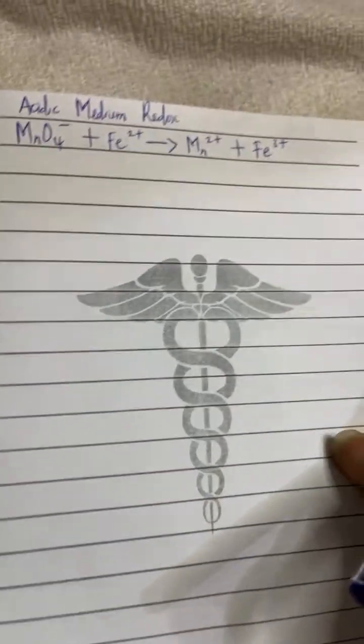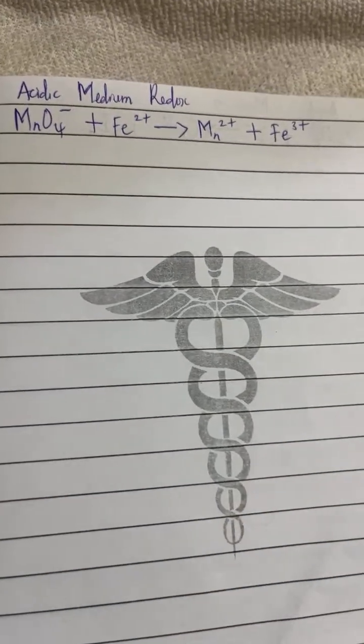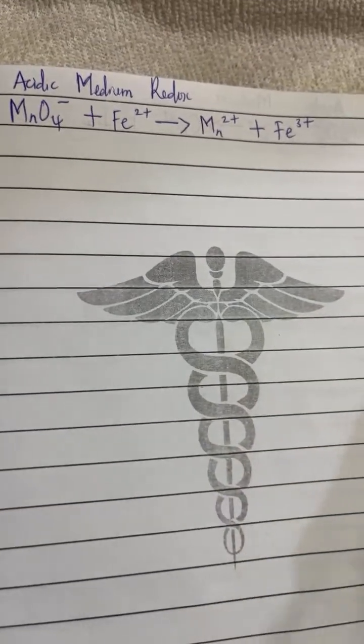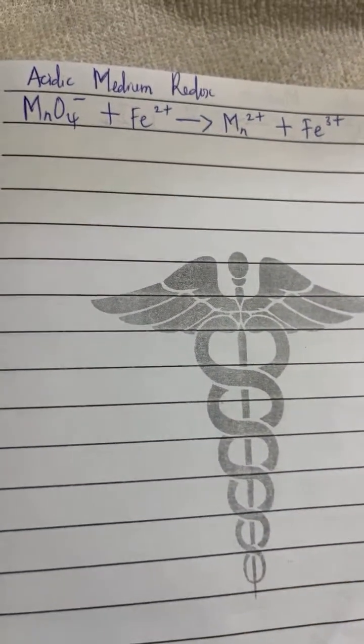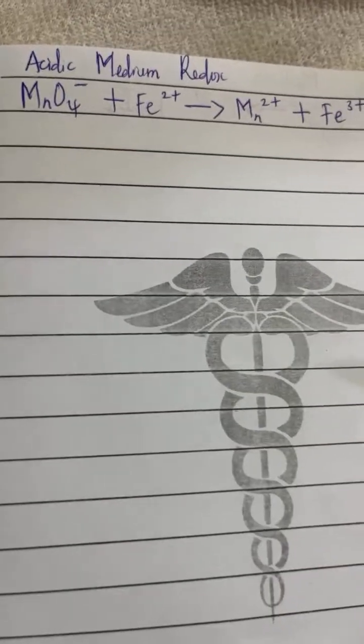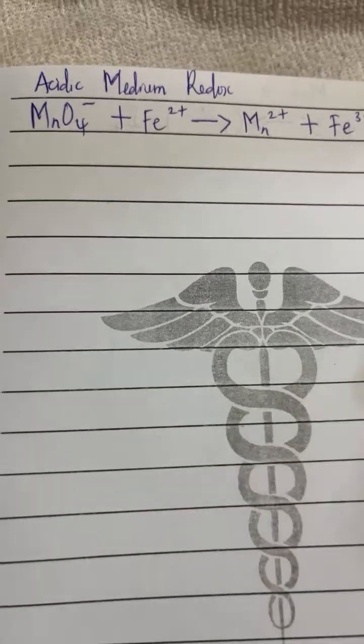So now, let us go to the balancing of redox equations. If you are to balance redox equations, they can either give you acidic medium, basic medium, or neutral medium. I believe you know what an acid is.